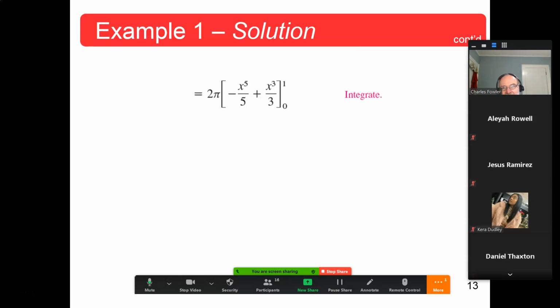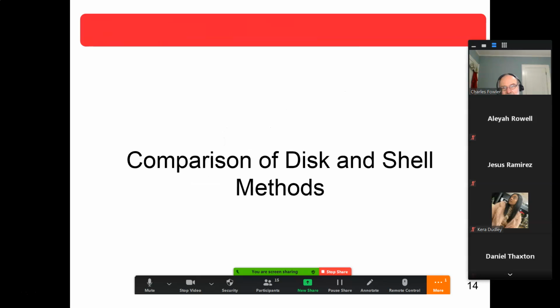It's 2 pi times minus x to the fifth over 5 plus x cubed over 3, evaluated from 0 to 1. Plug in the 1 and you get 2 pi times, I've said 1/3 minus 1/5. They said minus 1/5 plus 1/3. Doesn't matter. When you do the 0 on it, you get nothing. Okay? So the difference there is 2/15. Multiply that by 2 pi and you get 4 pi over 15. Same thing we did. Any questions?